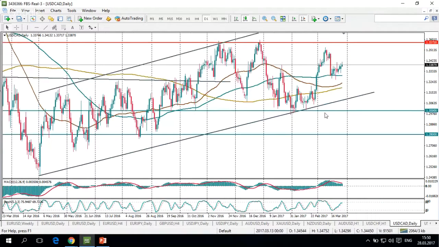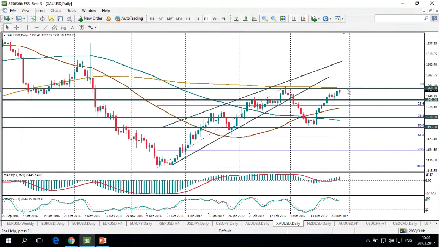And we can see that there is more or less sideways dynamics in the US dollar, Canadian dollar, and here Canadian dollar is affected by the decline in oil prices, but the US dollar is affected by the disappointment with Donald Trump policies. So this is why we don't have a rapid strengthening of the US currency, and we have this sideways dynamics around 1.3350.